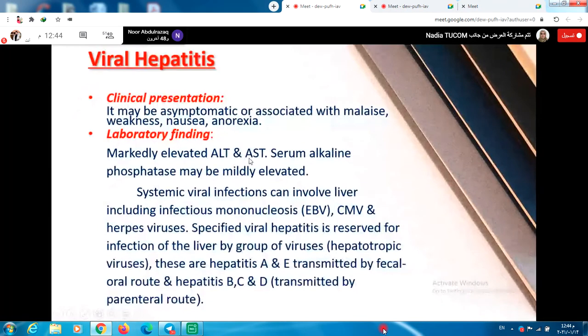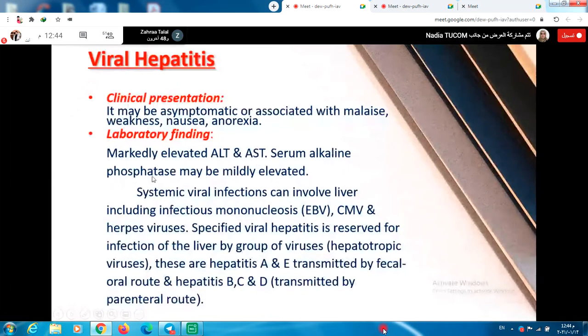شباب، بس سؤال: these enzymes, alanine transaminase and aspartate transaminase, what do they indicate? These are intracellular enzymes. When there is elevation of these enzymes, it indicates, any idea، إذا أحد عنده؟ Liver damage. Yes, hepatocellular damage. When there is elevation of these two enzymes, it indicates hepatocellular damage.